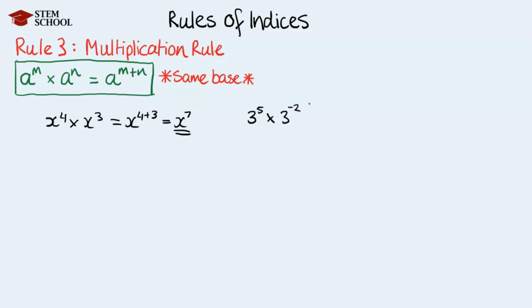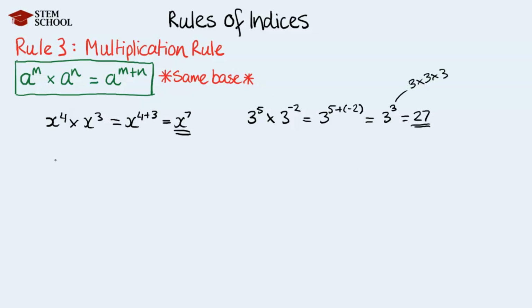We can use this rule. All we have to do is just add the powers. So it'll be 5 plus minus 2, okay? And when you compute that, that will just be 3 to the power of 3. Okay, so this is the same as saying 3 times 3 times 3. And when you figure that out, that will just be an answer of 27.